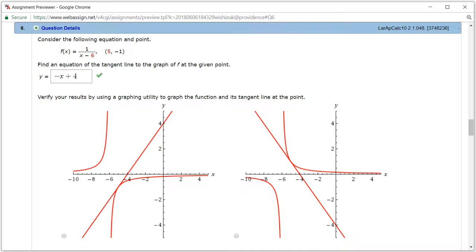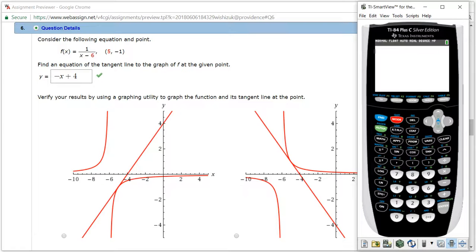The next part is to verify your result by using a graphing utility. So I'm going to open up a graphing calculator. Now that I have a graphing calculator, I'm going to go to y equals and type in 1 divided by parentheses x minus 6. And then the tangent line is negative x plus 4. Then I'm going to hit graph.